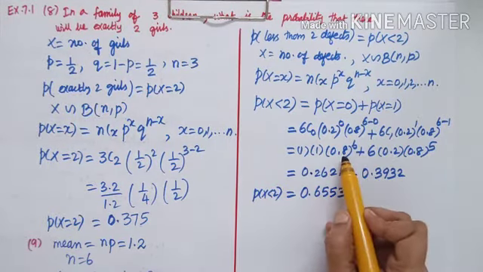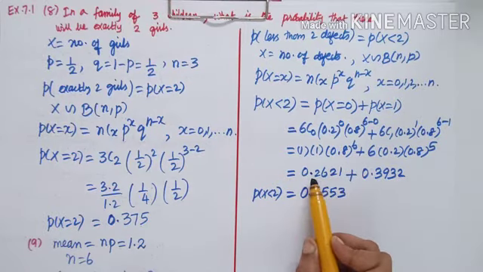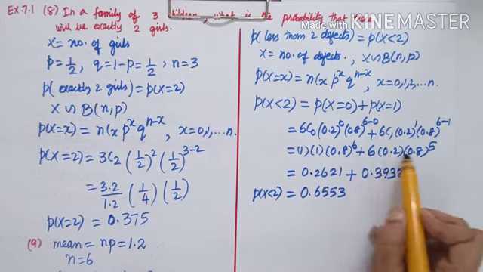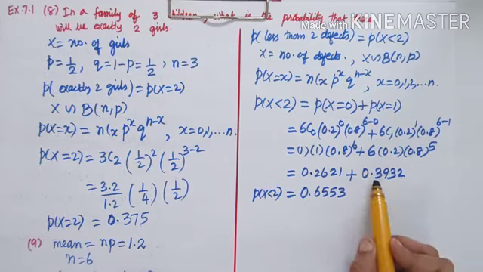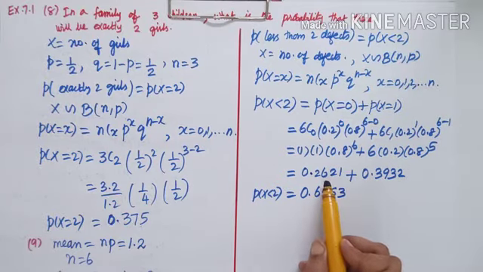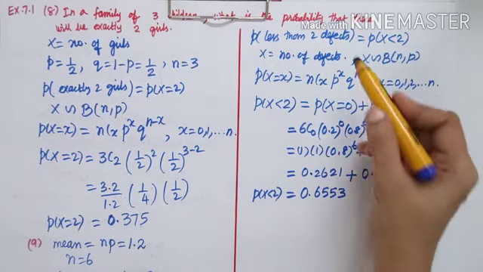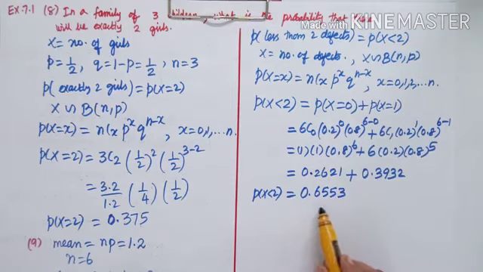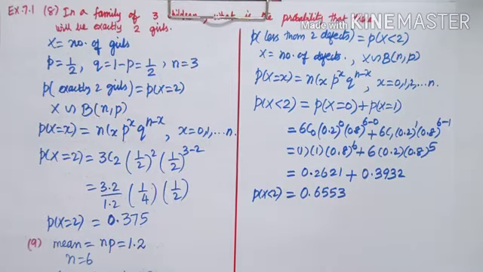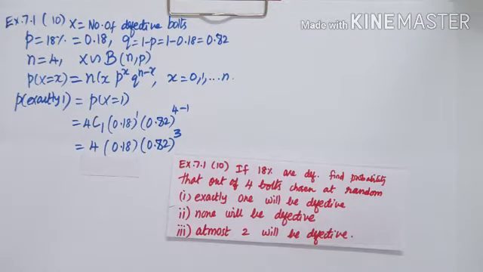The first part, 0.8 power 6, gives rise to 0.2621. All these three things we multiply, we get 0.3932, adding which our answer is 0.6553. So the probability of less than 2 defects is 0.6553.